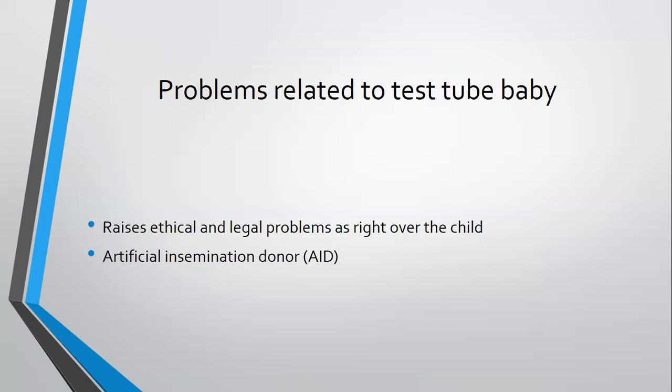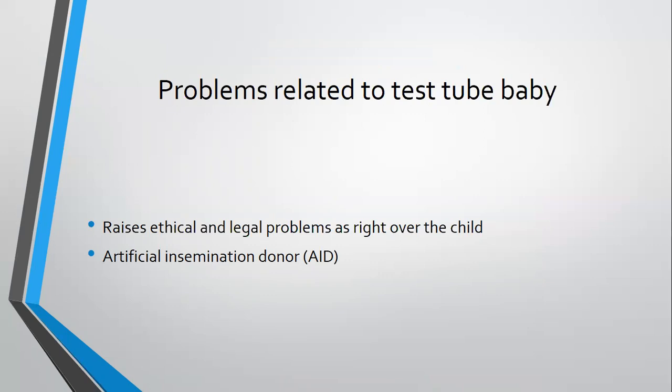Now there are some problems related to test tube baby. What is the problem? It raises ethical and legal problems as right over the child, especially in case of surrogate mother. Who is the actual mother? That surrogate mother might fight for the child afterwards. Then she will say, it is my baby.